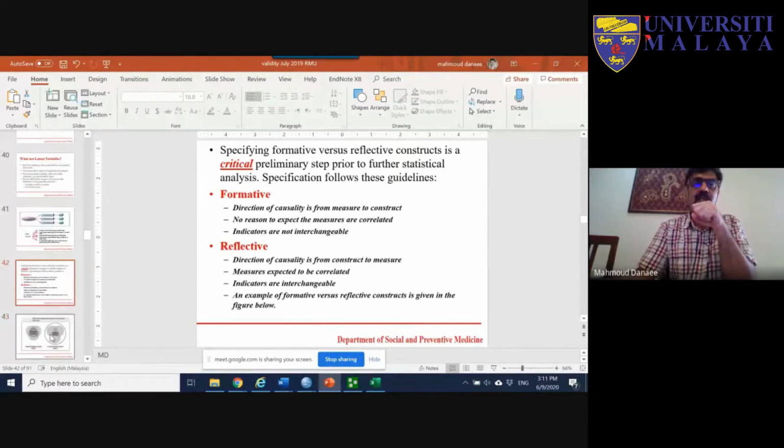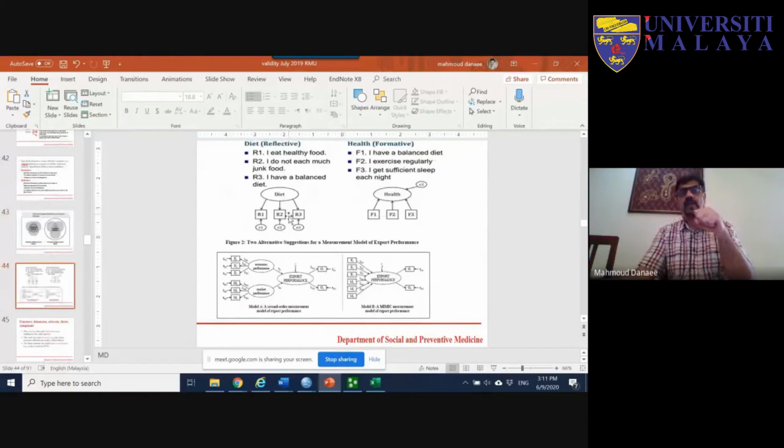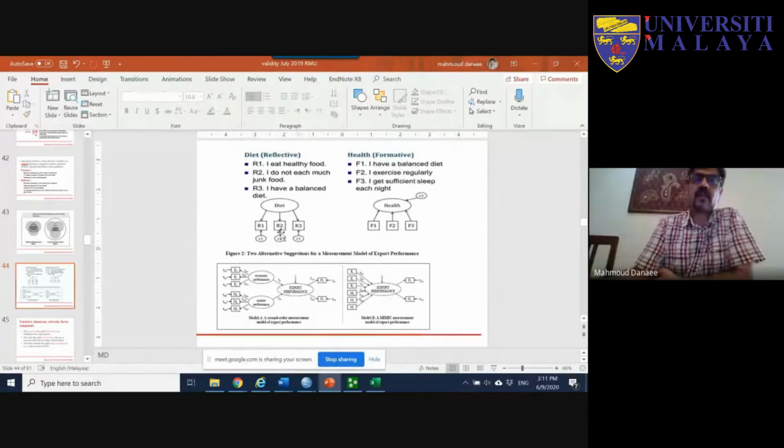Look at here. This is two typical examples of the formative and reflective construct. The first construct is reflective. Why? Because the 3 items, R1, R2, R3, are highly correlated. If anybody answered the first question, for example, based on the Likert scale of 1 to 5, with 5, it is expected they answer the other items high also. Because logically they are correlated. When you eat healthy food, of course you have a balanced diet and you don't eat junk food.